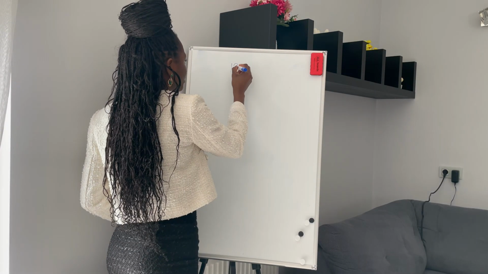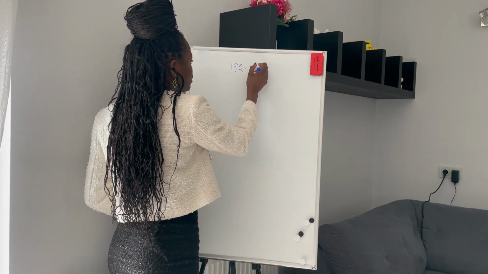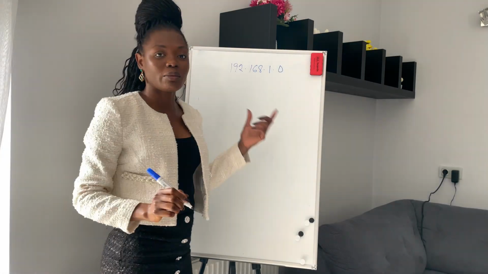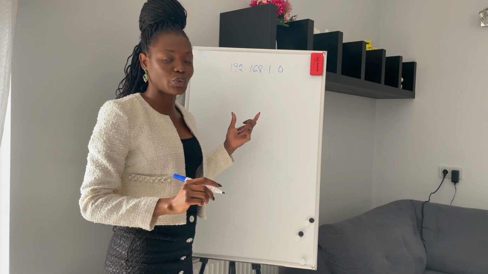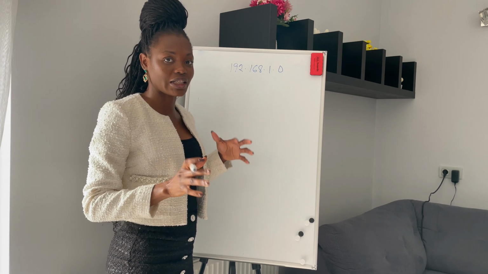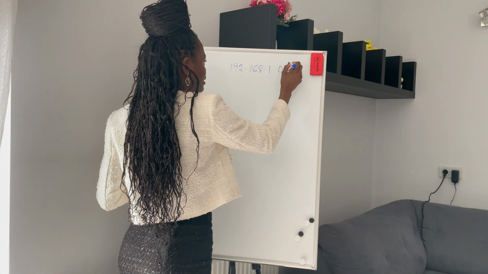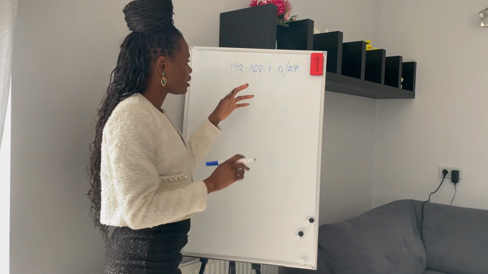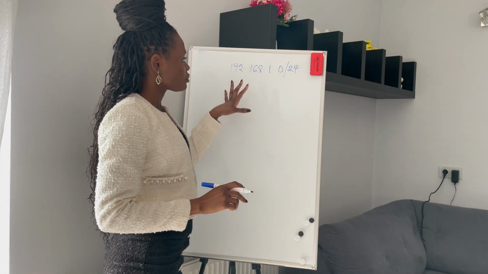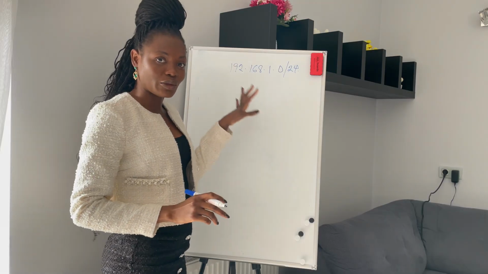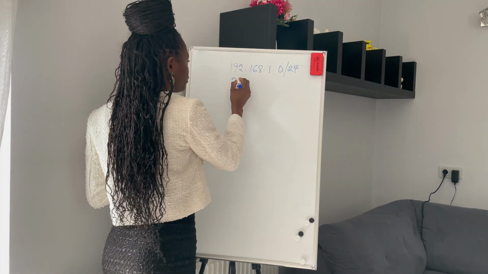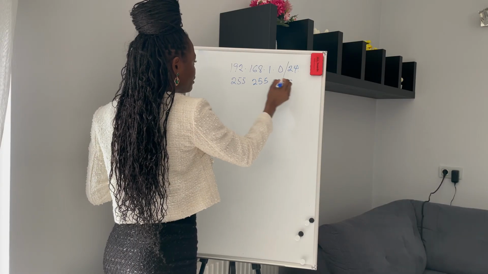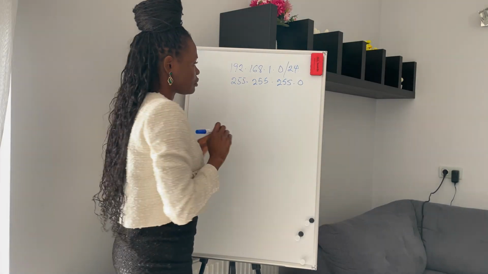Let's say we have an IP 192.168.1.0. Normally, if it's a class C, the CIDR notation for class C is /24. So let's say /24. What does this mean? This means that the default subnet mask would be 255.255.255.0. That's what it means.